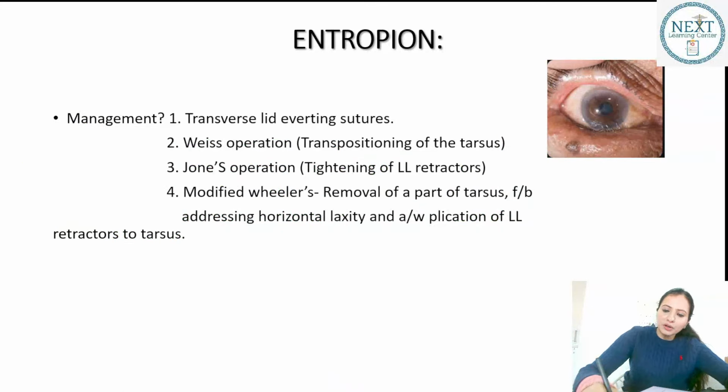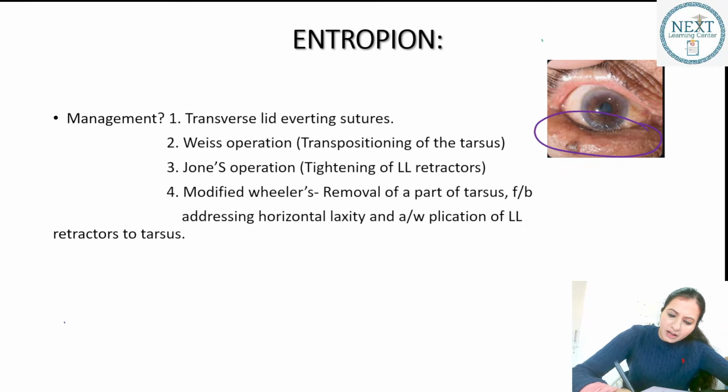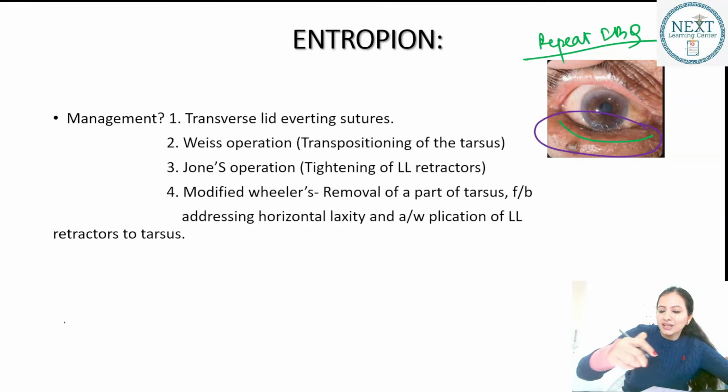Now entropion, this is a repeated, or I would say a repeated image-based question. You see the eyelid margin has turned inwards. What is it leading to? The eyelashes are touching the cornea. What is this called? This is called trichiasis.